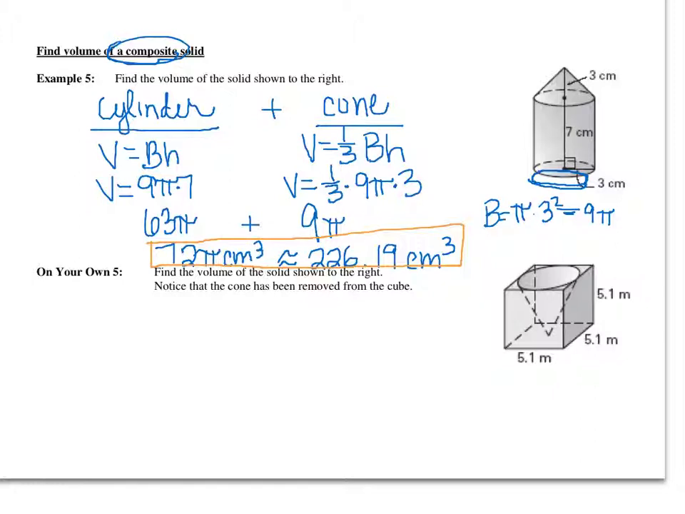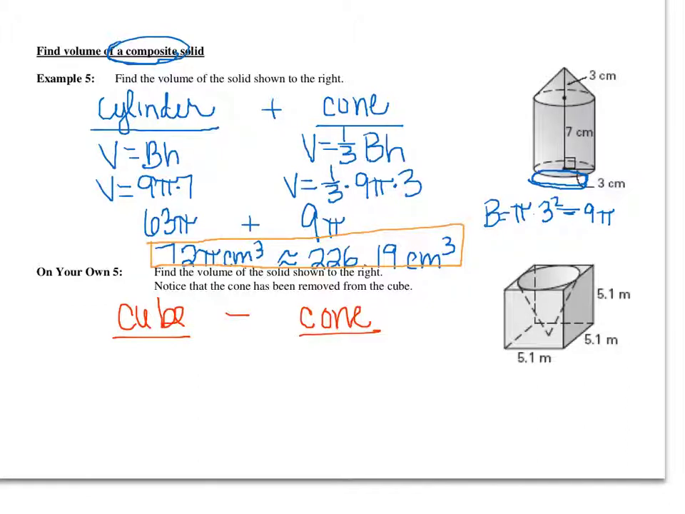Looking at the next one, it says find the volume of the solid shown to the right. Notice that the cone has been removed from the cube. So I've got this cube, and then this cone right here is taken out of the cube. So we need the volume of the cube minus the volume of the cone. So let's do that problem. This is my plan right here: my cube minus my cone.